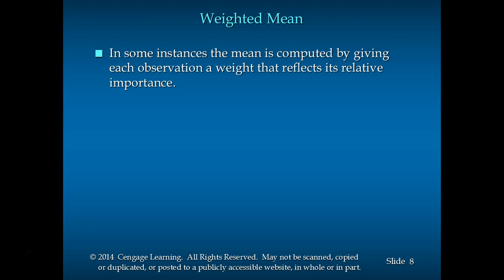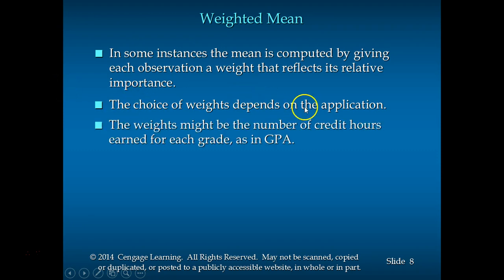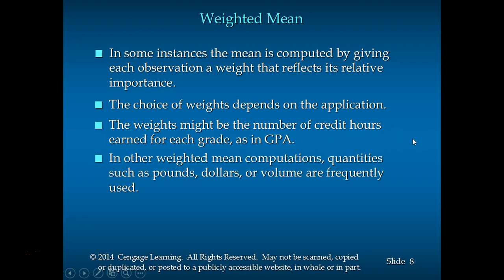What about the weighted mean? In some observations, the mean is computed by giving each observation a weight that reflects its relative importance. I'll give you an example. The choice of weights depends on the application. The weights might be the number of credit hours earned for each grade, as in GPA. In other weighted mean computations, quantities such as pounds, dollars, or volumes are frequently used.